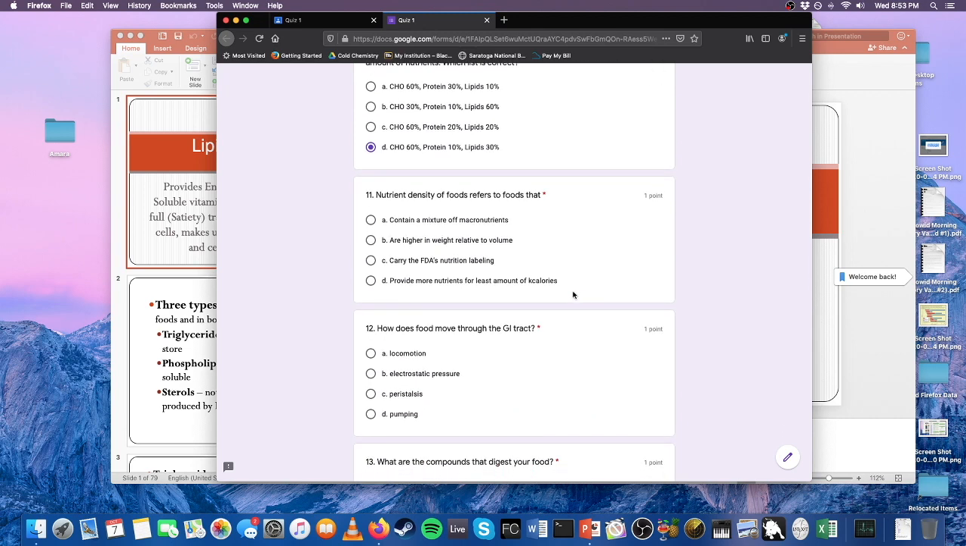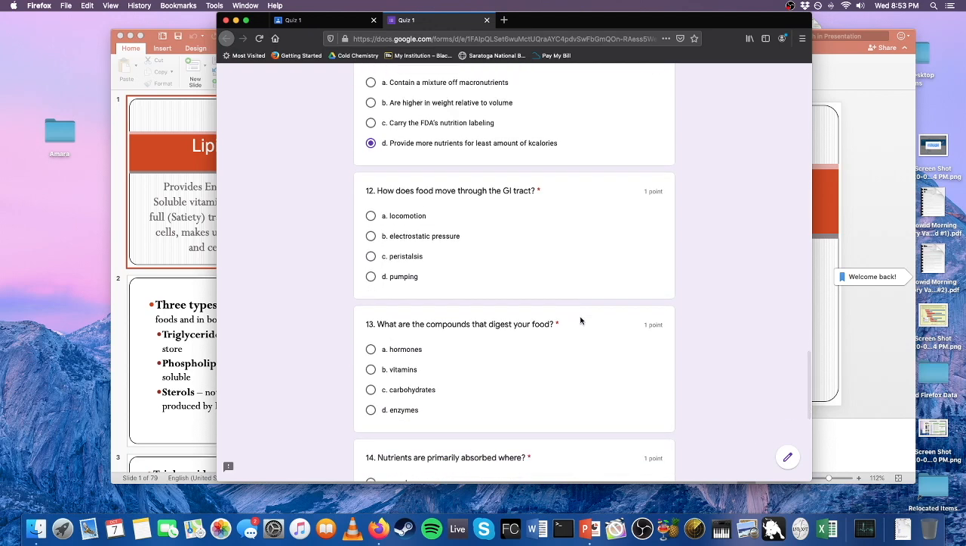Question 11. The nutrient density of foods refers to foods that... we said that nutrient density is the number of nutrients per calorie. So answer D, a nutrient-dense food will provide more nutrients for the least amount of kilocalories.